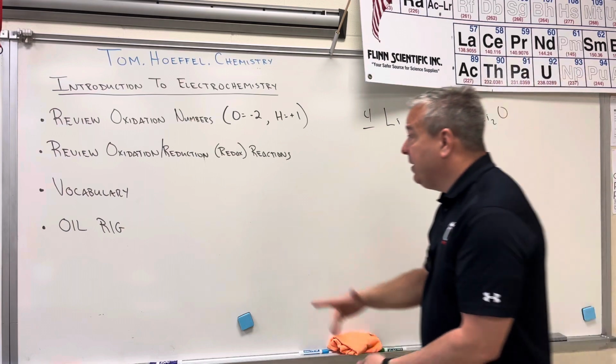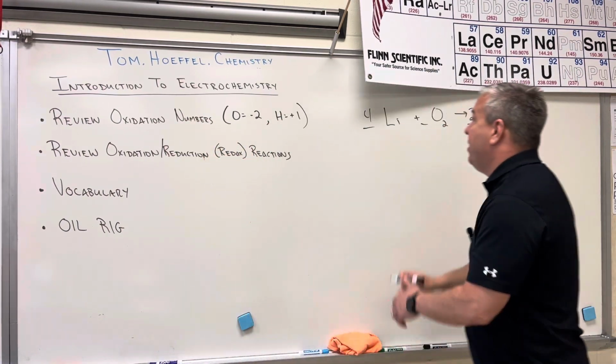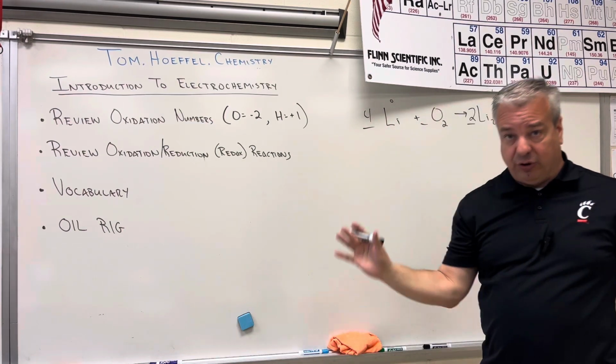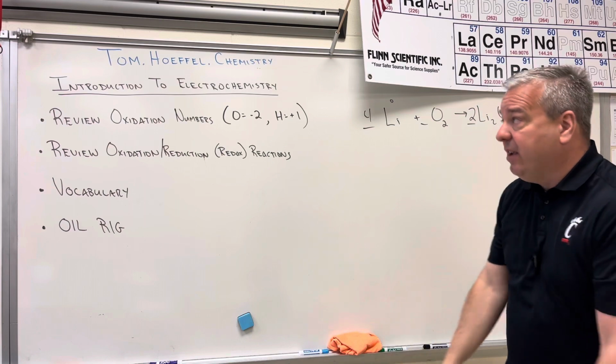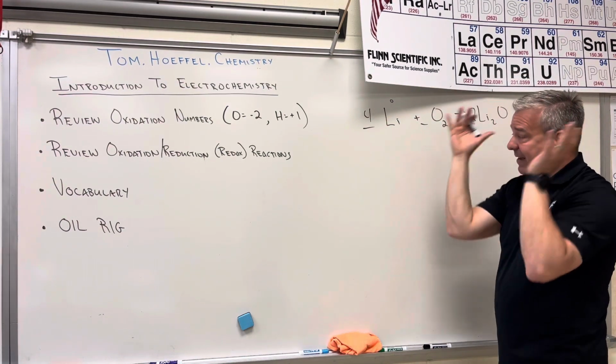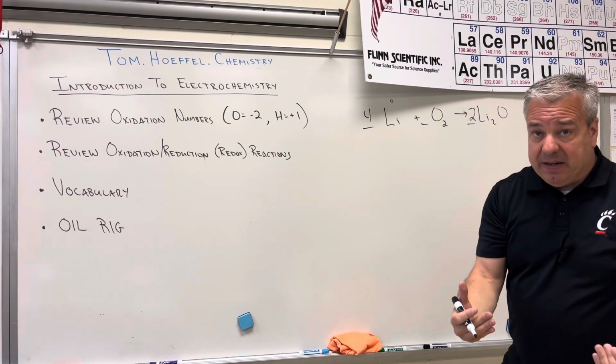Now, what I'm going to do is come back in here and assign oxidation numbers. When elements are by themselves, they are neutral. They are not charged. So this is lithium. There's no other element present. It's zero. It's neutral. Same thing for oxygen. No other element is present.